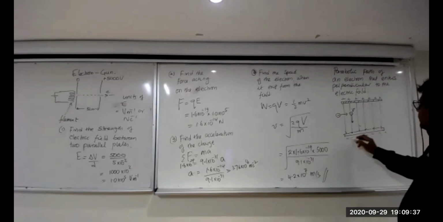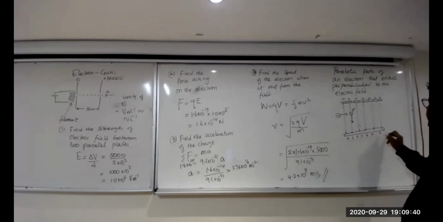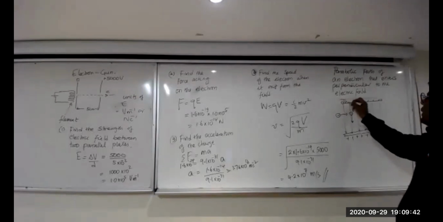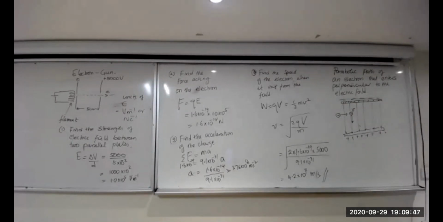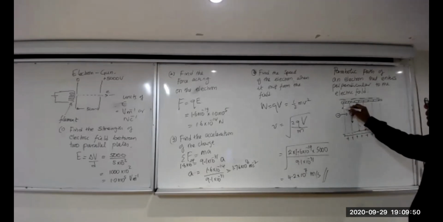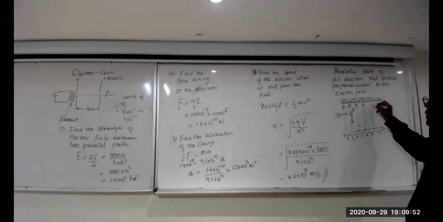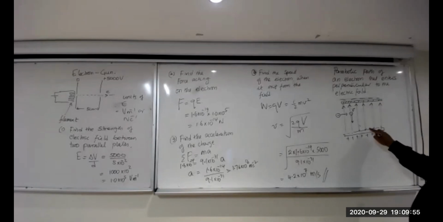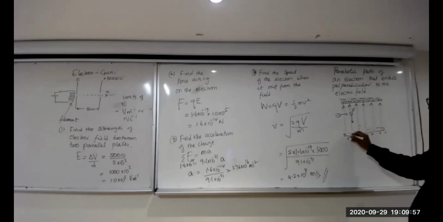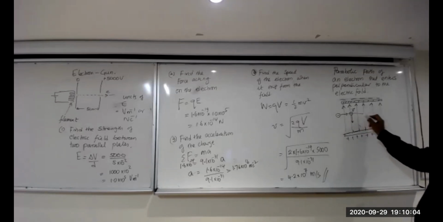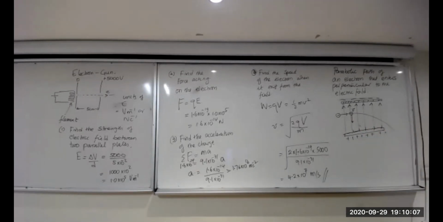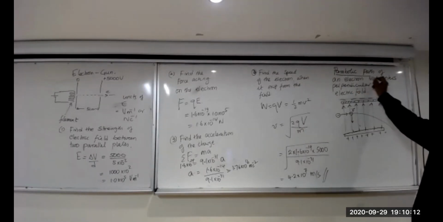Maybe I'll swap the directions. I can put it the other way, that's fine, but just for clarity. The electron will experience a force, so my electric field should be the other way, okay? Electric field is always from positive to negative. Now we know that the electron will go through a parabolic path like that. The question is, why do you get a parabolic path?